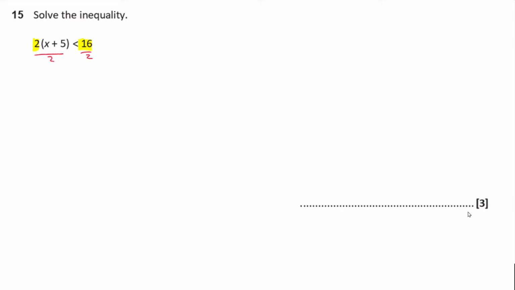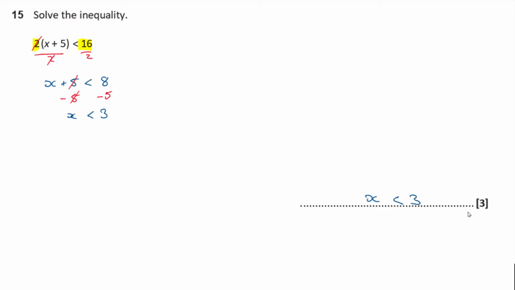If I divide both sides by 2, that's going to cancel, and it's immediately going to get me down to x plus 5 is less than 8. Okay, so I'm just one step away from solving it now. So if I subtract 5 from both sides, that's going to leave me with, x is less than 8 take away 5, that's 3, isn't it? And that's my solution. x is less than 3.